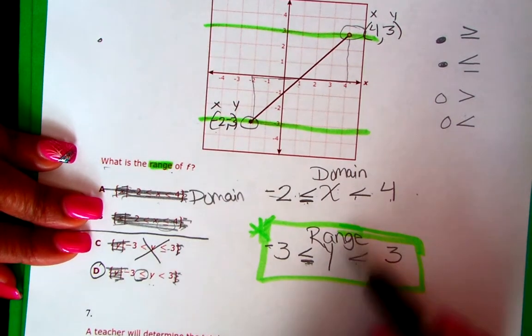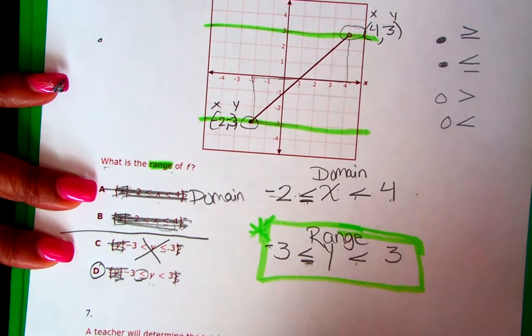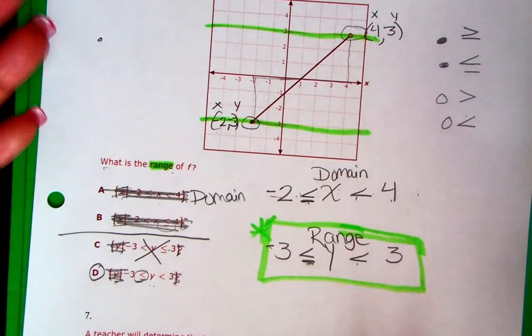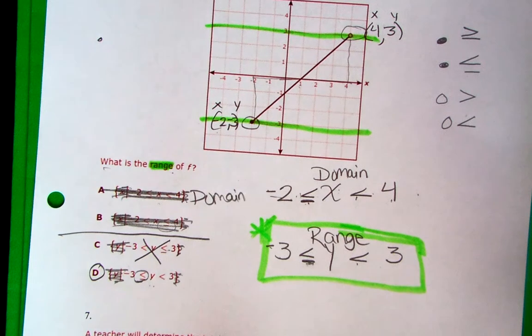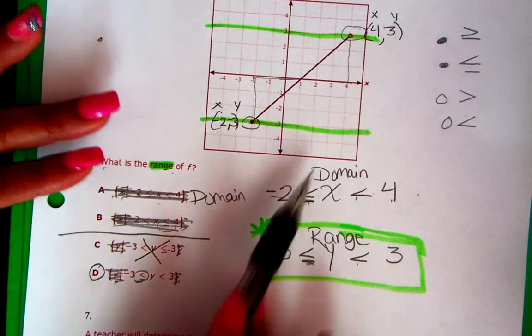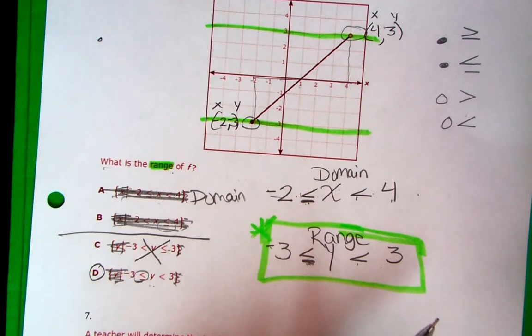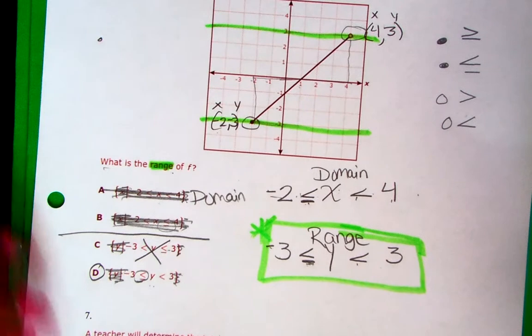Sometimes it's good to write your information down first, then look at your answer choices, and sometimes the other way around, because they're going to try to trick you. Always remember, when someone gives you an answer choice, they're trying to trick you. You can go back, rewind, pause it, and review domain and range when you have boundaries. Okay, here we go. Go to number 7.